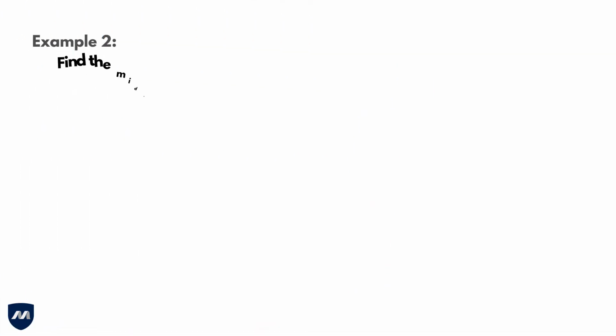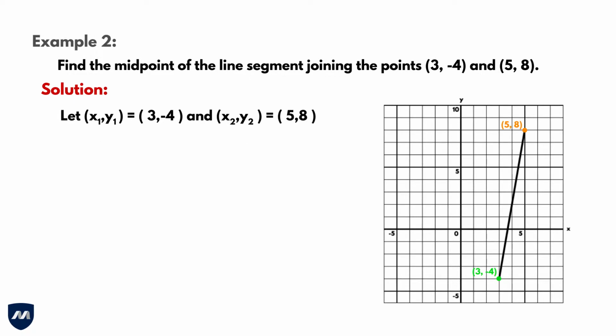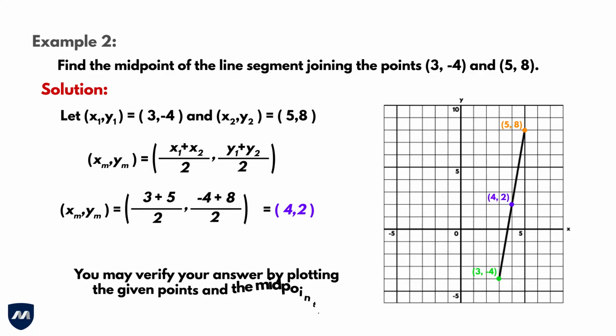Example 2. Find the midpoint of the line segment joining the points (3, -4) and (5, 8). Solution: let (x1, y1) be (3, -4), and (x2, y2) be (5, 8). (xm, ym) is equal to ((3 plus 5) over 2, (-4 plus 8) over 2), equals (4, 2). You may verify your answer by plotting the given points and the midpoint.